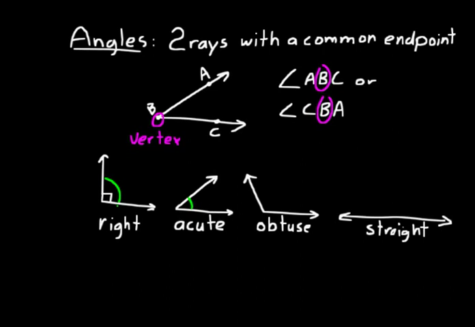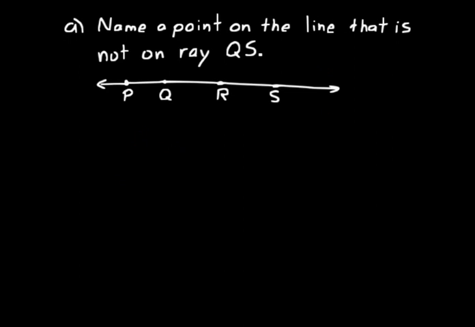Remember your definition of an angle, 2 rays with a common endpoint. So they can have that endpoint right there in common. Doesn't matter where they're drawn. That's a straight angle, though. It's basically 2 right angles. Now let's go ahead and do some practice problems dealing with lines and angles.